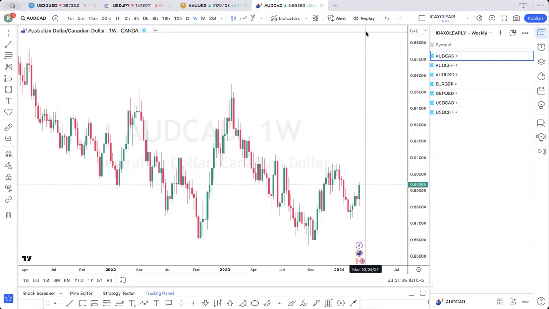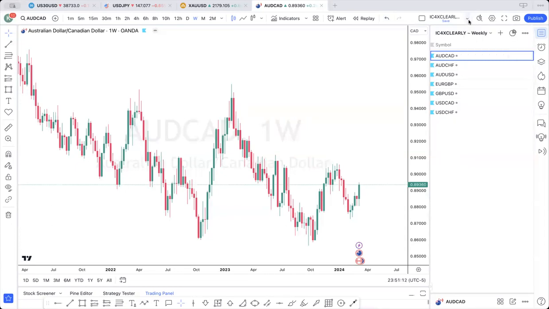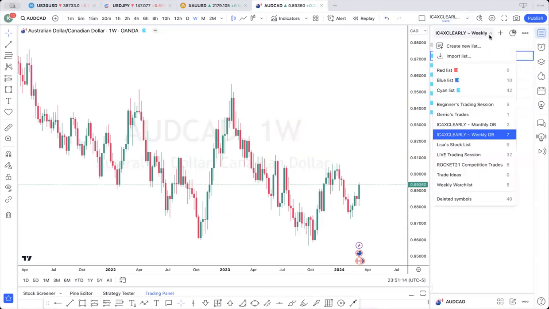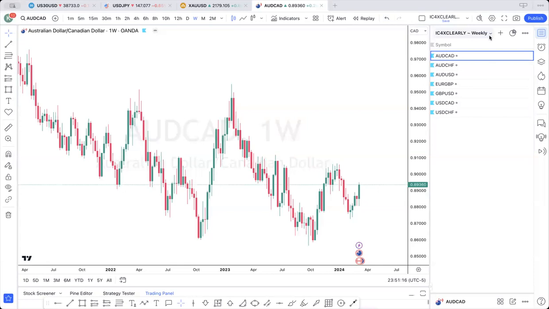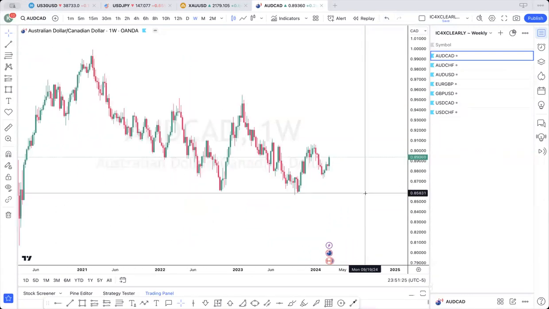Welcome to today's weekly analysis. We will be going over 7 weekly order blocks. So let's get started. First, we have AUD CAD, which is a weekly order block.